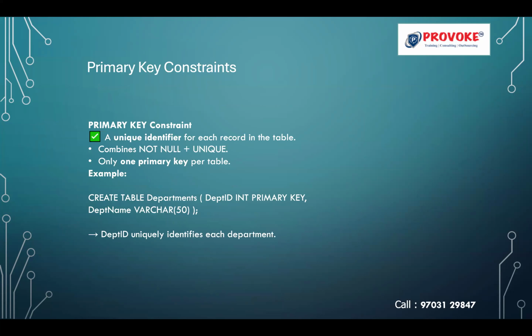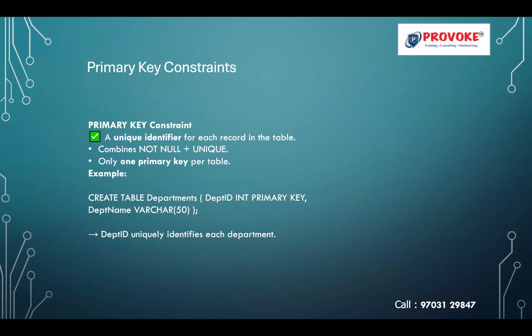Next, primary key constraint. A unique identifier for each record in the table. It combines not null plus unique. So primary key is a combination of not null plus unique. It is going to take care that you don't have null records as well as no duplication. In case primary key is not applicable, you can provide the column with the unique constraint so that duplication of the records will not be allowed. But primary key is going to do these two operations. It is going to take care of the null records as well as the unique values.